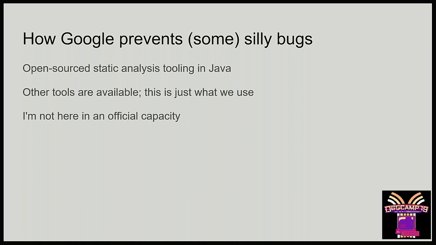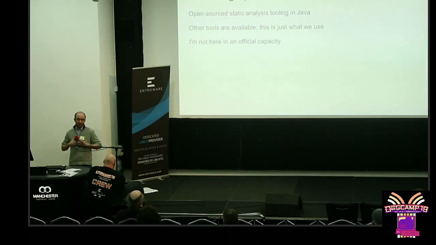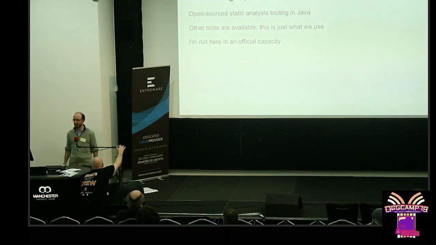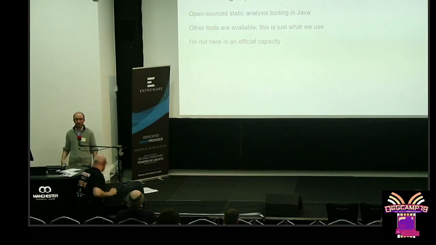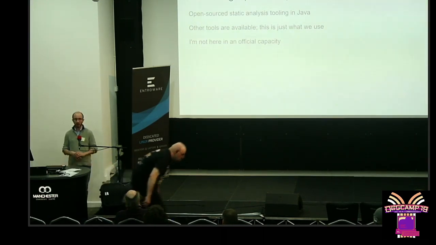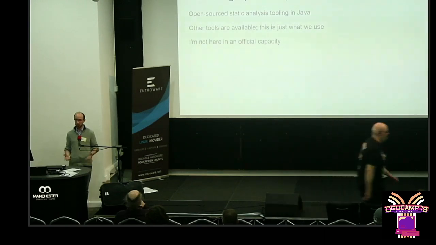So, all I'm really going to talk about is some of our open source static analysis tooling in Java, because that's just what I work in. If you're familiar with static analysis tools, you might think, oh, just any other static analysis tool. I know there are lots of other static analysis tools. This is just what we use internally, and it's really good. I really like it. I'm not here in any sort of official capacity. I don't work on the Error Prone team. I just contribute to them internally.